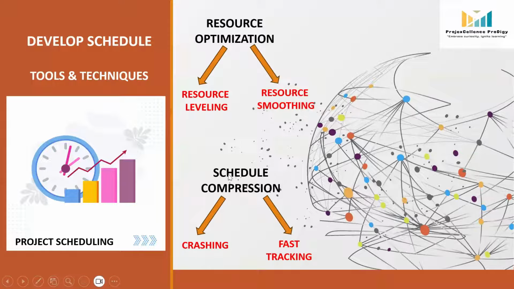Another topic will be schedule compression. It is a project management technique used to shorten the project schedule without altering the project scope. This is typically done to meet a tight deadline or to recover time lost due to delays. It has two main components: crashing and fast tracking. Let's discuss these in detail.